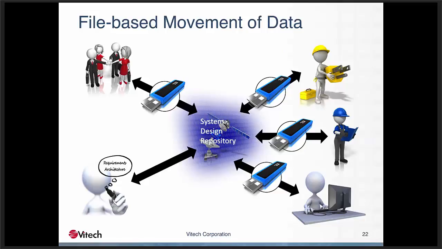Nowadays, the manual process for exchanging data manifests itself as the export of a file from one application, which is then imported into another application. The information that results from the engineering analysis of the data is then passed back to the centralized model in a similar manner through the use of files.